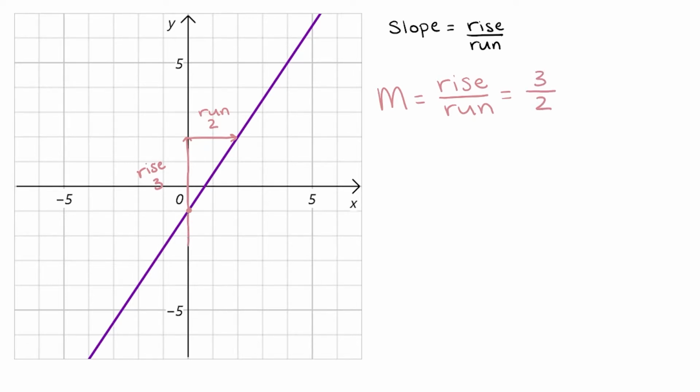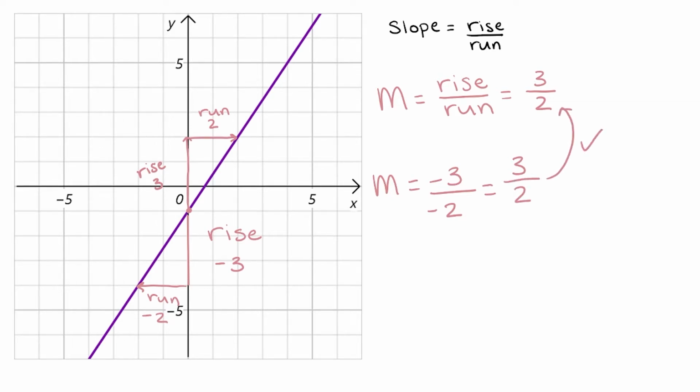We can also go the opposite way just to verify that this works, and when we are graphing our lines, going the opposite way helps us find another point on our graph. So if we rise down 3, that means we're going negative 3, and running to the left 2, that's negative 2. We have negative 3 over negative 2, which is 3 over 2. That's the exact same as the slope that we just found, which means our slope is 3 over 2.